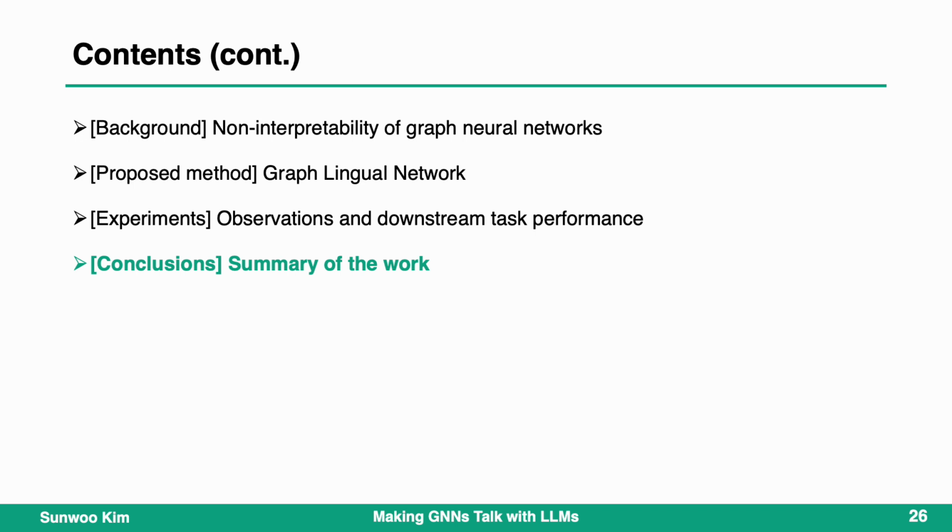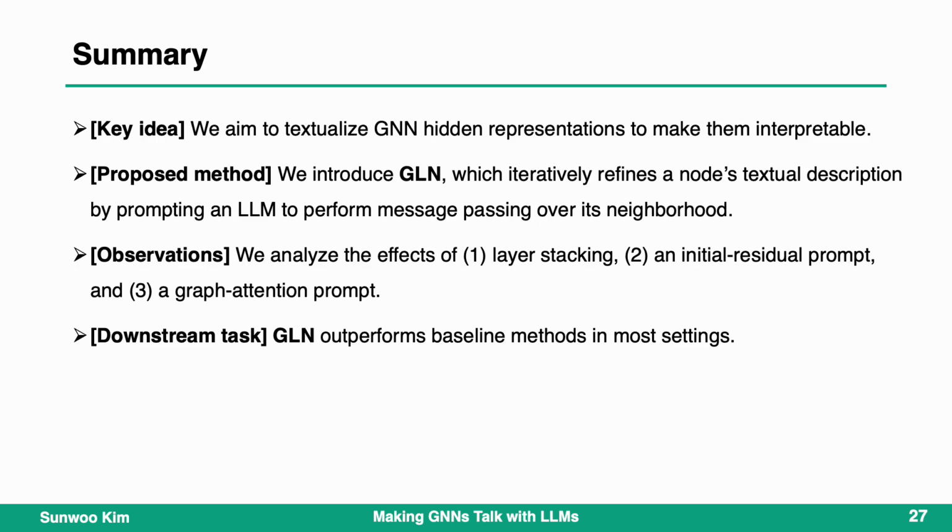Let me wrap up the presentation. To textualize GNN hidden representations, we propose GLN, which iteratively refines a node's textual description by prompting an LLM to perform message passing over its neighbors. We provide in-depth analysis regarding its representation and zero-shot downstream task performance.